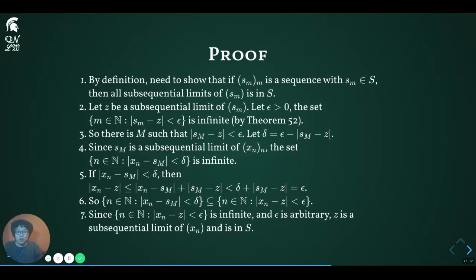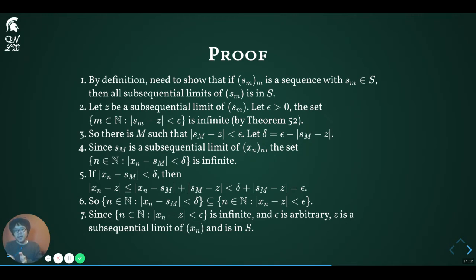Now we make our choice of delta. We set delta to equal exactly epsilon minus the distance from s sub capital M to z. Since we know the latter is strictly less than epsilon, delta has to be positive. Using that s sub capital M is a subsequential limit of the original sequence x sub n, there are infinitely many terms of x that are no more than distance delta from s sub M.